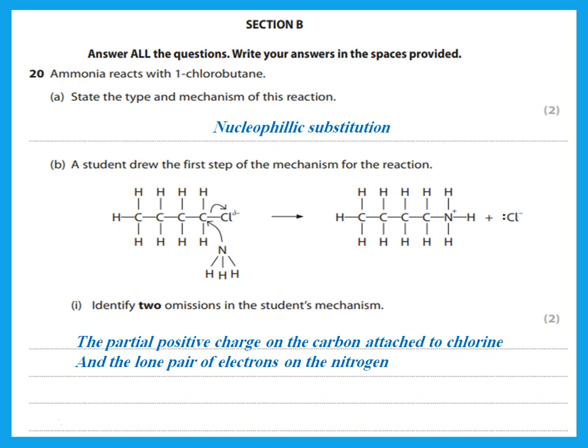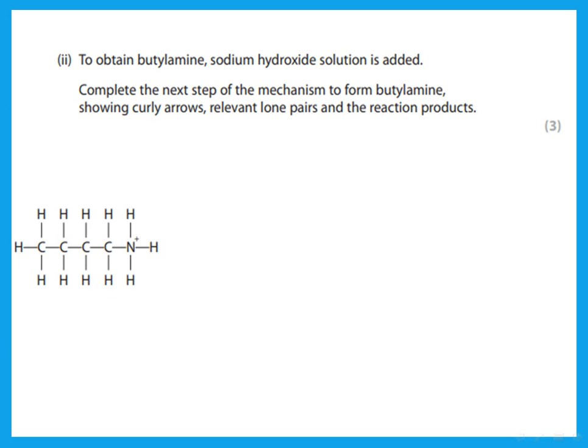So he's supposed to put a lone pair of electrons on the nitrogen. To obtain butyl amine, sodium hydroxide solution is added. So once we have replaced the chlorine with ammonia, now I need to form the amine. The amine is something that has NH2, not NH3. So we need to add sodium hydroxide solution.